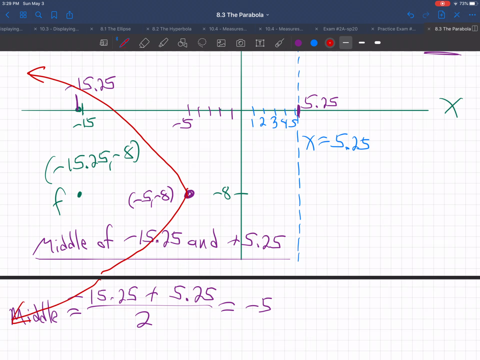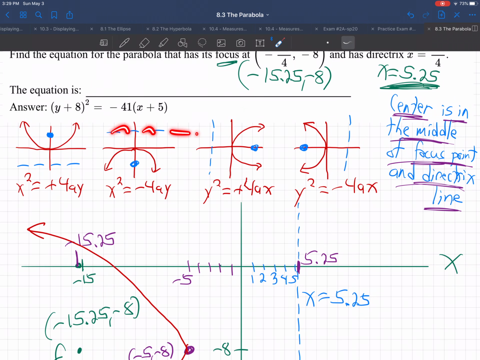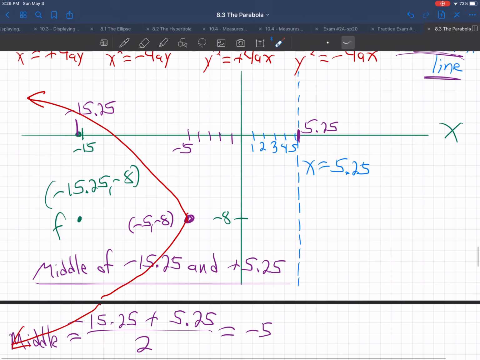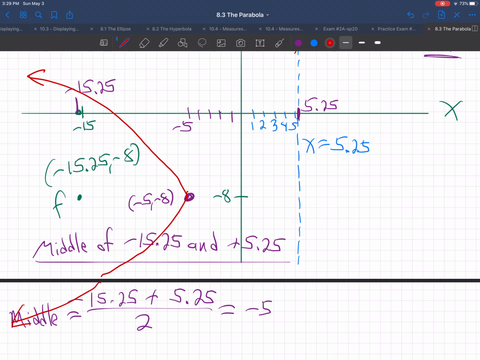Because, again, back here we have the directrix line behind it and the focus point inside of it. That's how parabolas always work, right? You look at all these parabolas up here. The directrix line is behind them, the focus is inside of them. And the center of the parabola is right in the middle of the focus point and the directrix line. Okay, so with that in mind, let's get the equation of this thing.